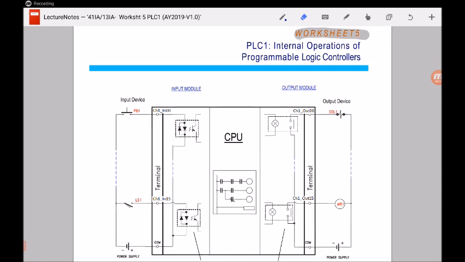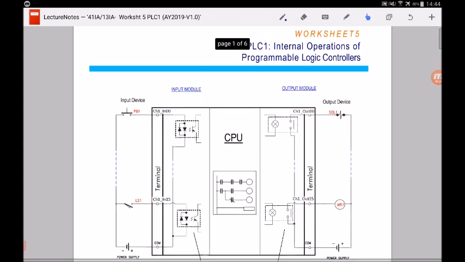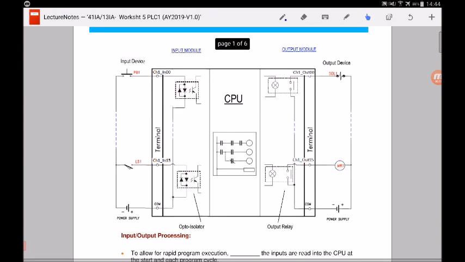We are now at worksheet 5, PLC chapter 1. PLC stands for Programmable Logic Controllers, and today we are going to study the internal operations of the PLC. As I have taught you earlier, PLC is the signal processing element. It is the brain of the system. So as you have seen in the earlier video, you know what a PLC looks like.